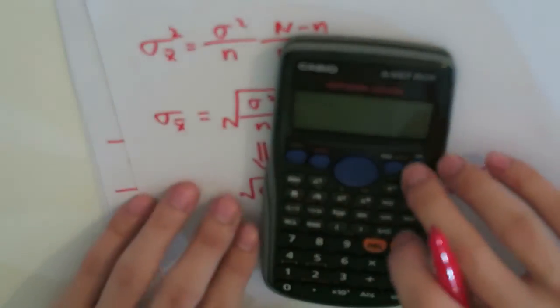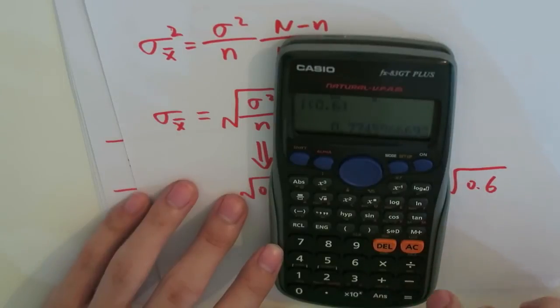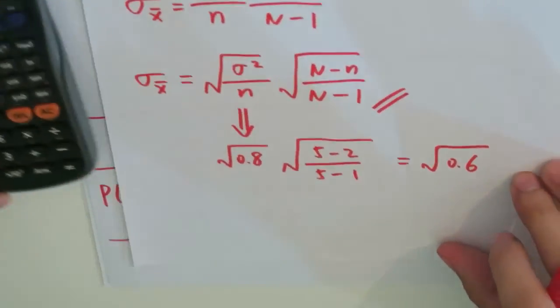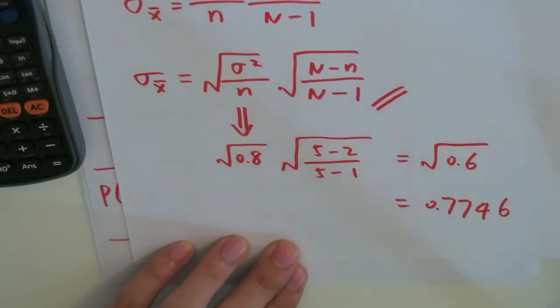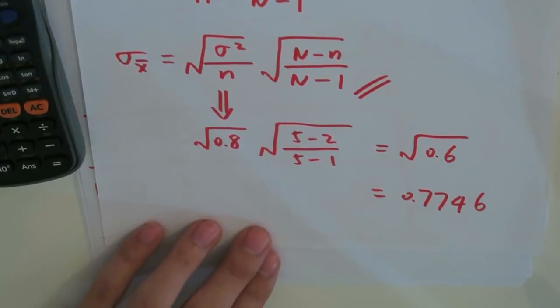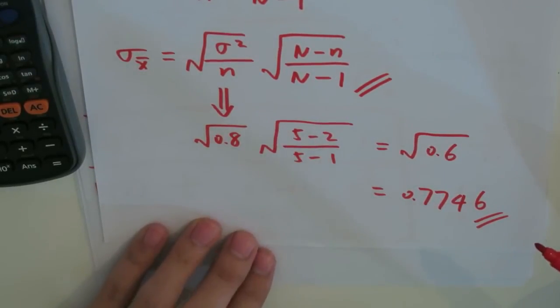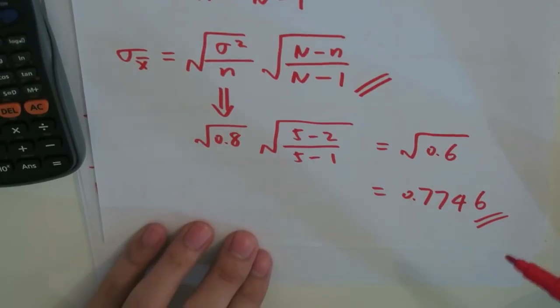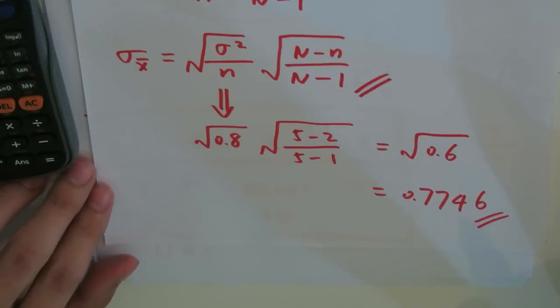Okay, this is 0.7746. Okay, so this will be our new standard error. Okay, so overall for part A and part C, the answers have changed, and for part B, the answer has no change. Okay, so this is question 11.